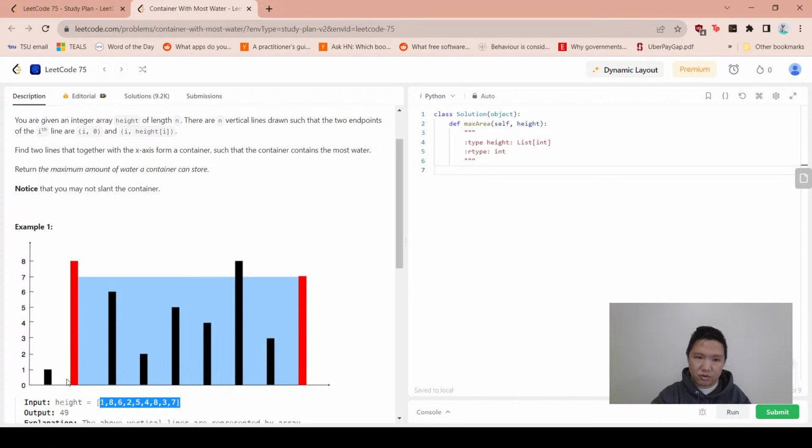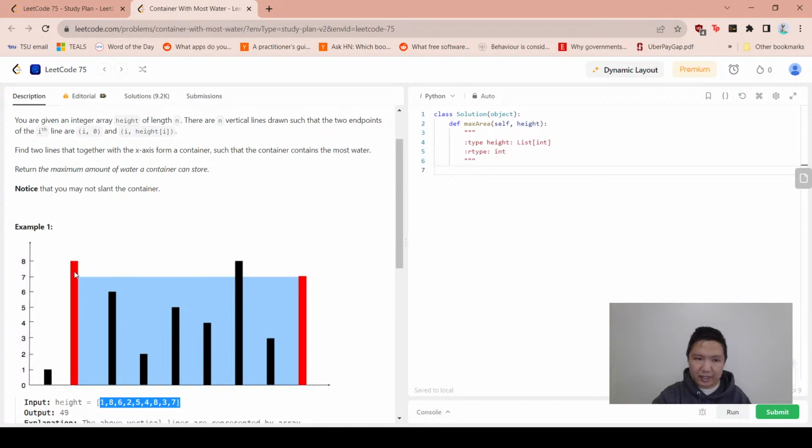The width of water is the distance between two walls. So the total volume of water that can be trapped within wall 0 and wall 1 would be 1, because that's the distance between them, times 1, which is the height of the shorter wall. So this is 1 unit of water right here, this square here. So we have to maximize both of these things.